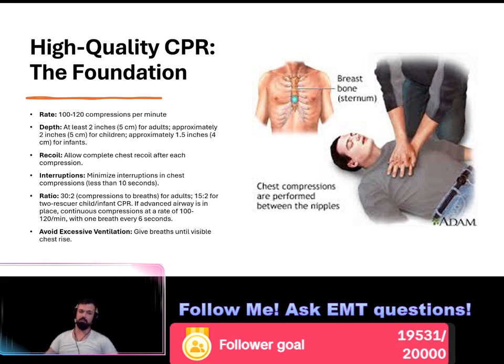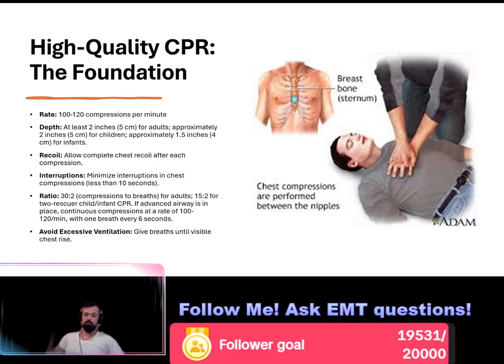If you have a basic airway in, you will still do the ratio of 30 compressions per 2 attempts at breaths for adults. That's how the ratio will be. If you have an advanced airway in, you would do continuous compressions. It means you don't stop, you don't pause. You do not pass go, do not collect $200. Continuous compressions with one breath every 6 seconds.